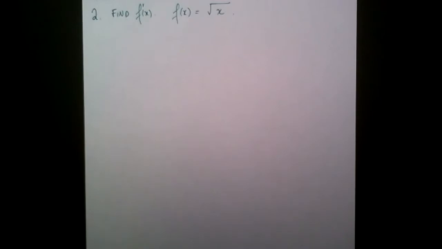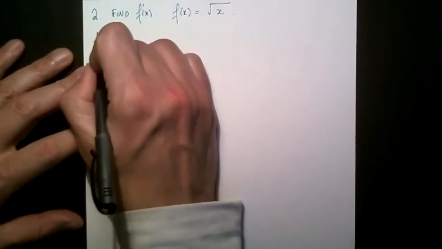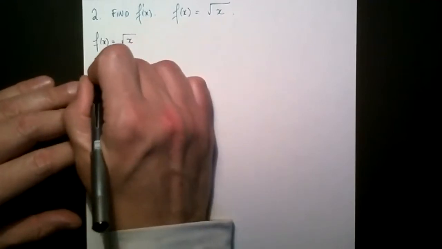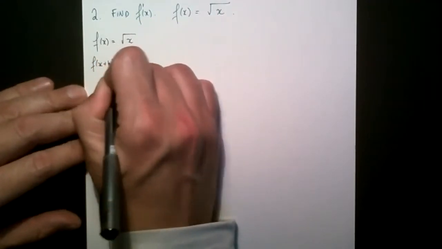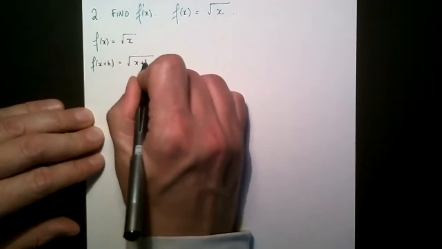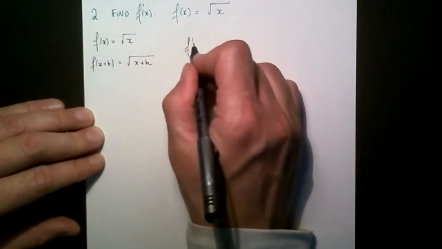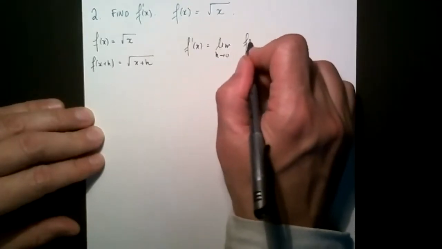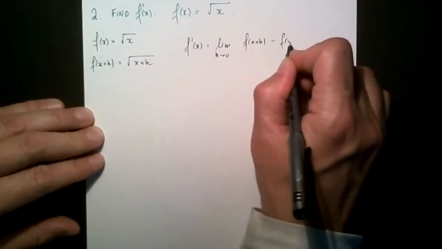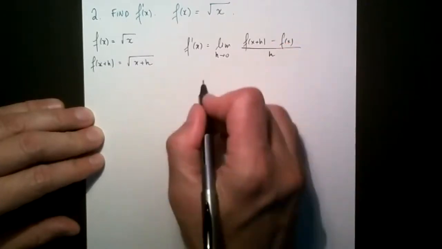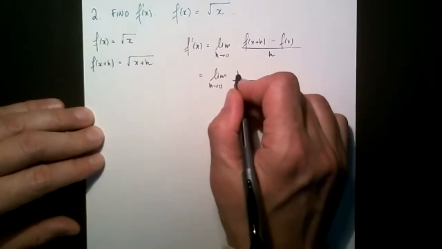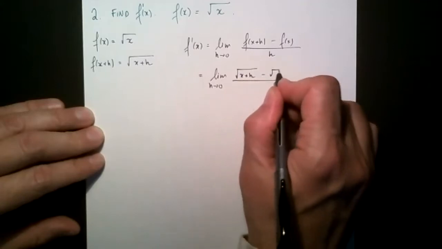Okay, so try this one now. f of x is equal to square root of x. f of x plus h is equal to the square root of x plus h. And so f prime of x is equal to the limit as h approaches 0 of f of x plus h minus f of x over h, which equals the limit as h approaches 0 of square root of x plus h minus square root of x, all over h.